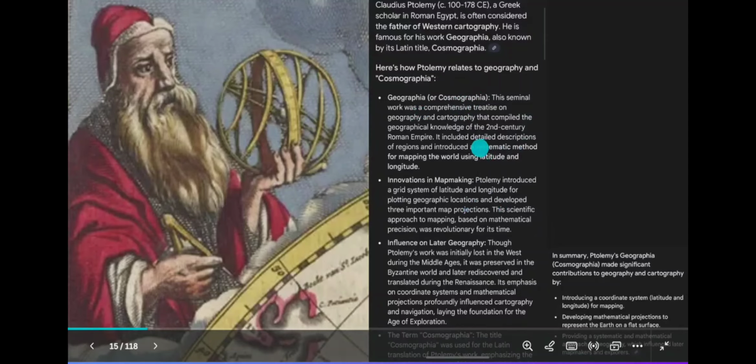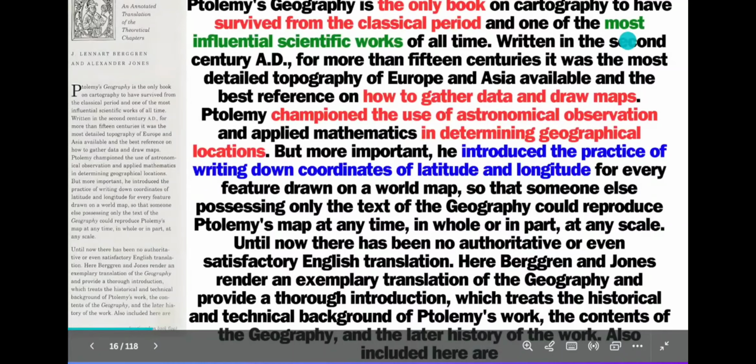It's well known because it's the oldest known treatise on geography and cartography that's ever been compiled, and it has, quote, innovations in map making. And we'll give you a little hint: the whole innovation was that it introduced Latin long and the graticule way before this time, and then of course influence on all cartography and geography today, and of course the term cosmography. So if you were to read this book, of course it's the only one to have survived from the period, and it's one of the most influential scientific works of the time.